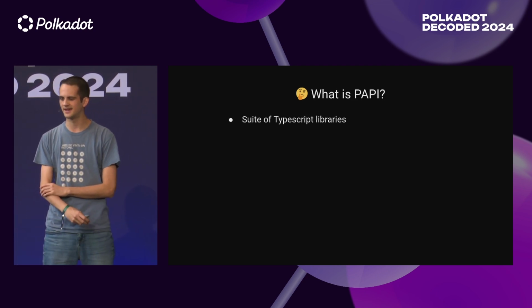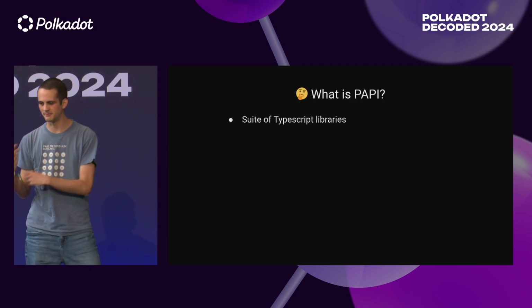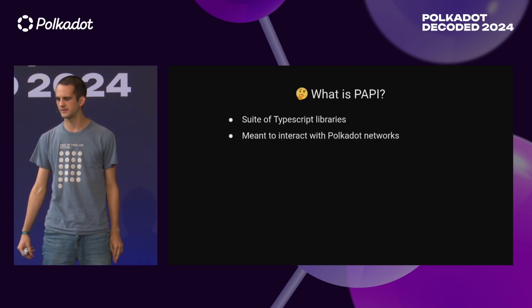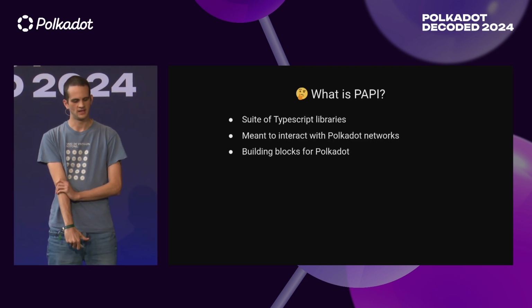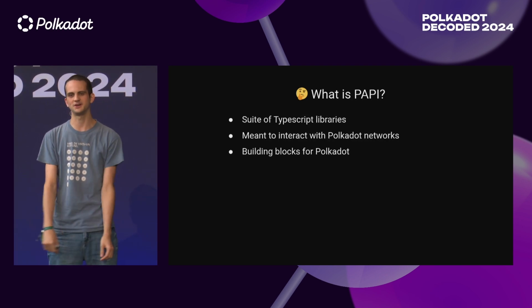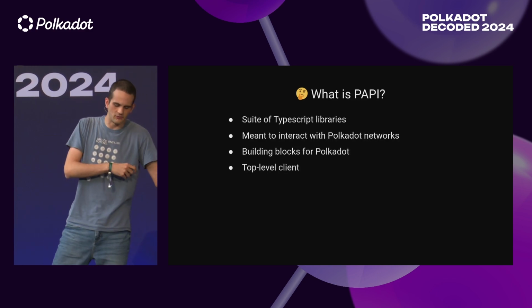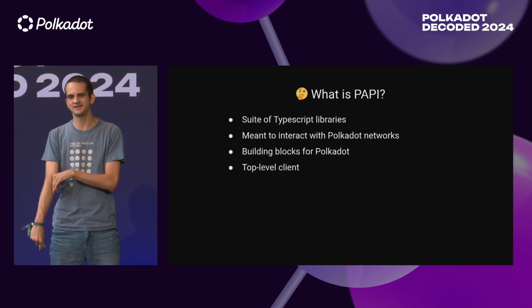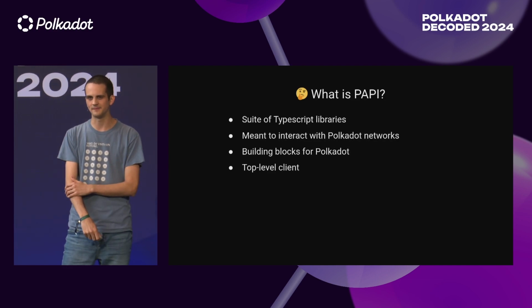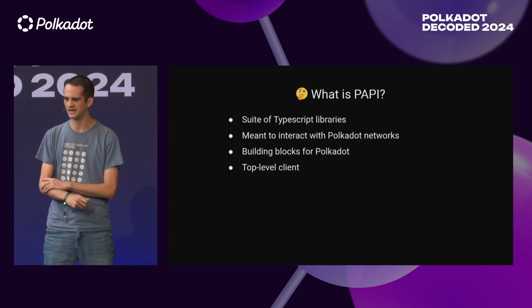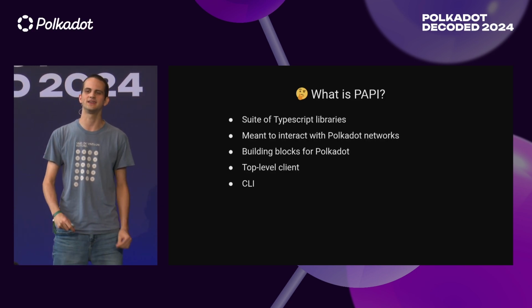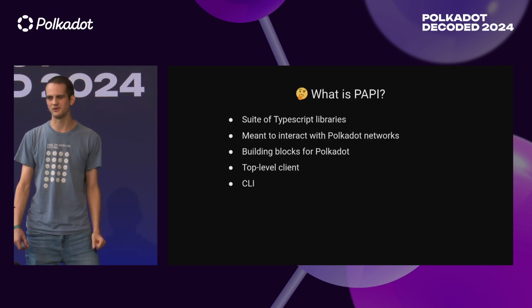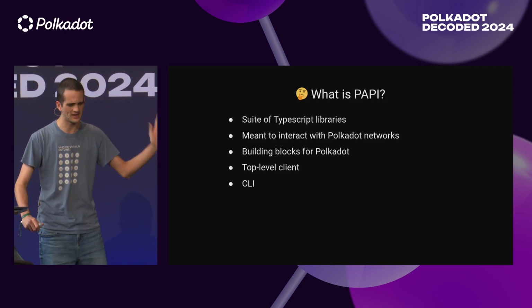So first of all, PAPI is a suite of TypeScript libraries. We want them to be composable and modular. And they are meant to interact with Polkadot networks, in particular networks that are built with Frame. We want them to be the building blocks for Polkadot in TypeScript. In particular, our top-level client that simplifies massively, as we will see after this, the development of decentralized applications. And besides that, our CLI is also called PAPI. Our CLI is very useful in the code gen part that Josep will explain a little bit later. So yeah, let's dive into it.